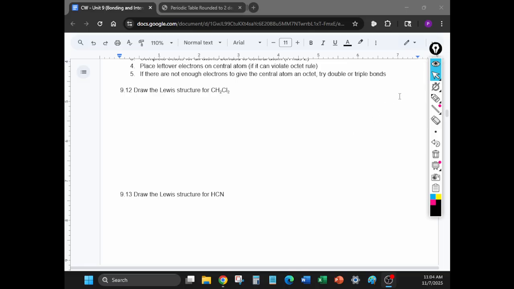All right, so for CH2Cl2, we're going to count up the electrons first. Carbon is 4, hydrogen is 1 each, so that's 2. Chlorine is 7 each, so that's 14. That's going to equal a total of 20. Okay, so carbon always goes in the middle. Hydrogen goes on the outsides.